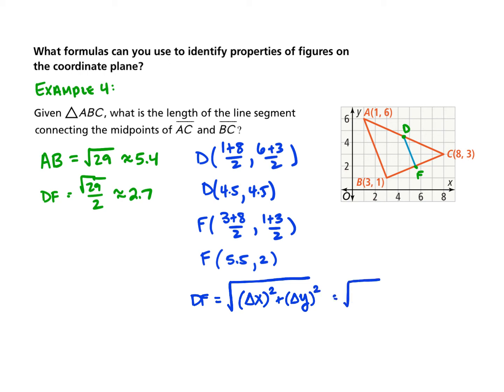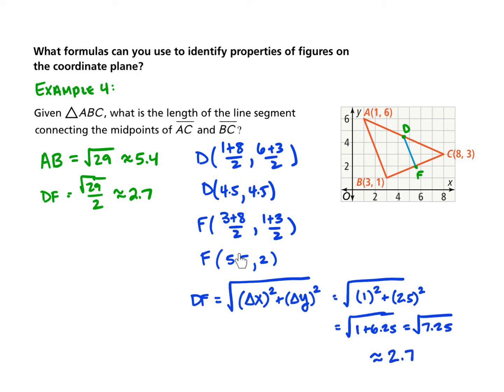So that's going to be the square root of, well, the x coordinates are 4.5 and 5.5, so that's a difference of 1 squared. The y coordinates are 4.5 and 2, which is a difference of 2.5. So now this turns into the square root of 1 plus 6.25, or the square root of 7.25. And if I type the square root of 7.25 in my calculator, I get about 2.7.